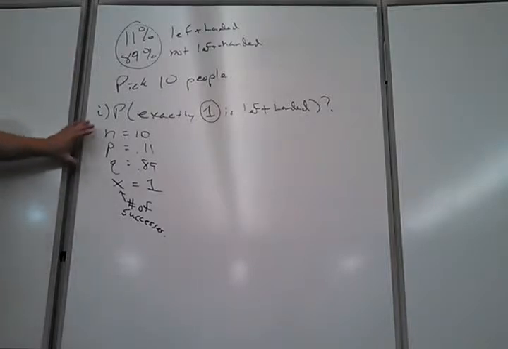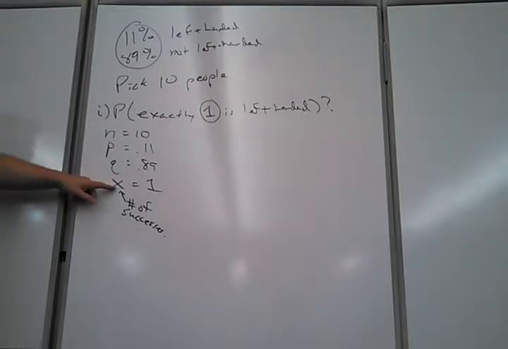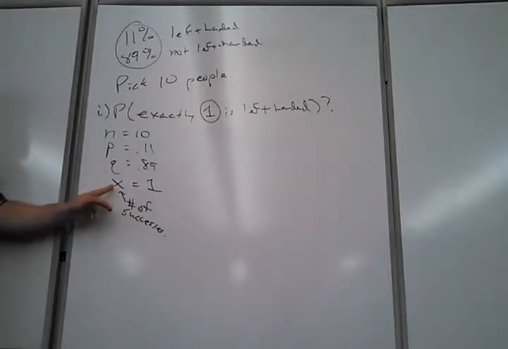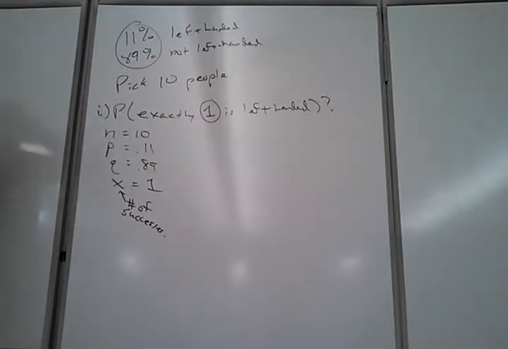These three things are going to be the same for maybe a few problems, and then each problem is going to have a different question, exactly one success, exactly two successes. So x is going to change. That's why we use x. It's the variable, right? So how do I set this problem up?